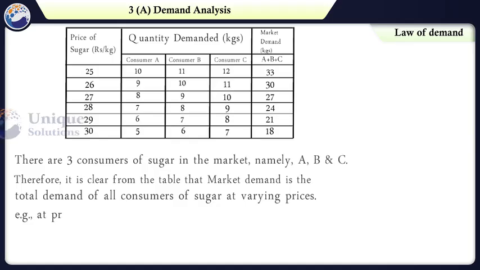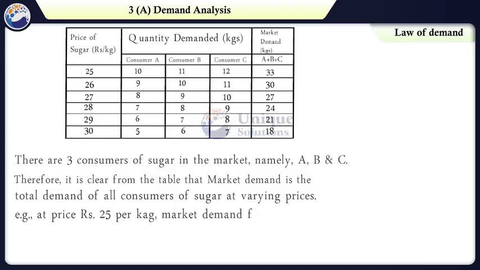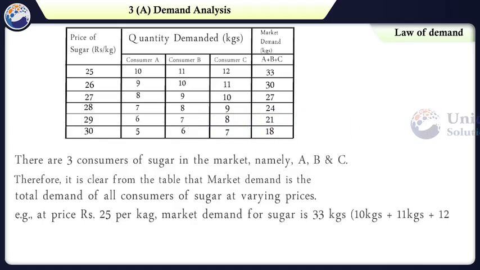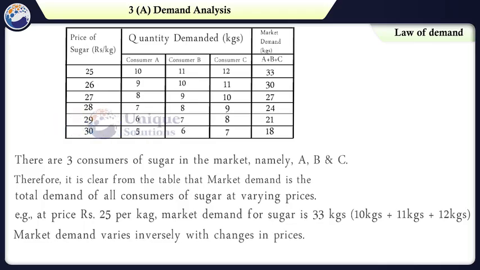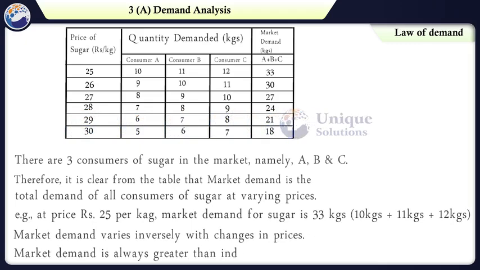For example, at a price of 25 rupees per kg, market demand for sugar is 33 kgs, 10 kgs plus 11 kgs plus 12 kgs. Market demand varies inversely with changes in prices. Market demand is always greater than individual demand.